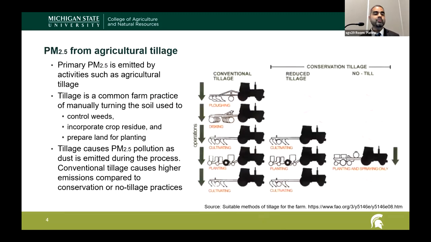So what about PM2.5 from agricultural tillage? Primary PM2.5, basically in the form of dust, is emitted by activities such as agricultural tillage. What is tillage? As you all may know, tillage is the common farm practice of manually turning the soil, and it's mainly done to control for weeds before planting, incorporate crop residue from the previous plantation season, and also prepare the land in general for planting of new seeds.